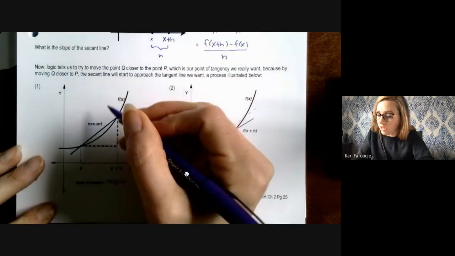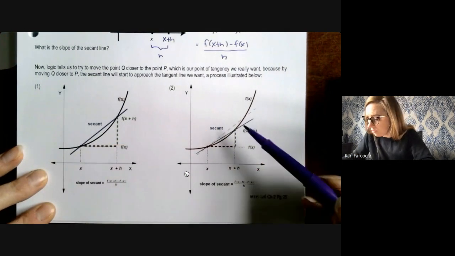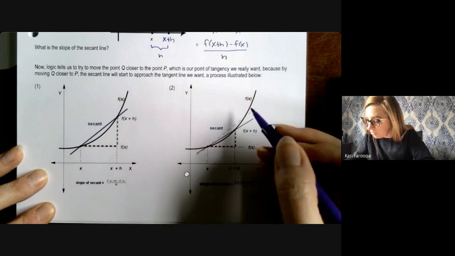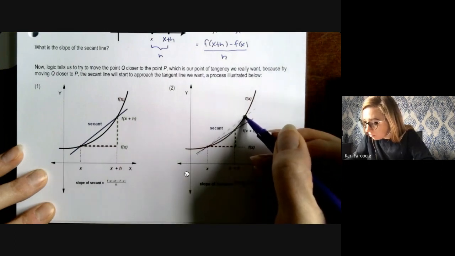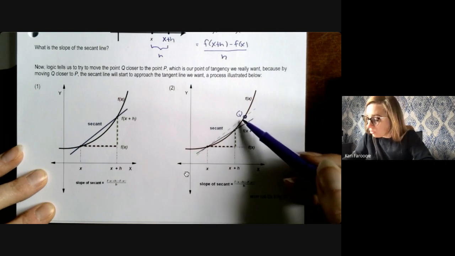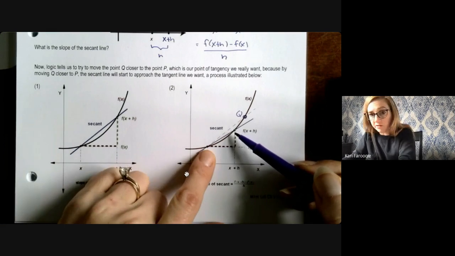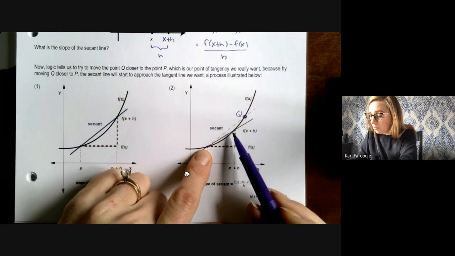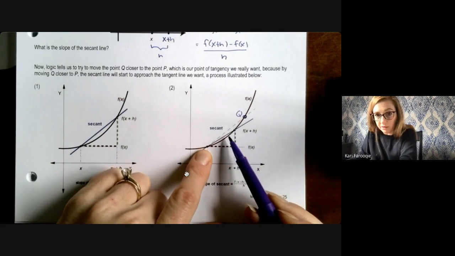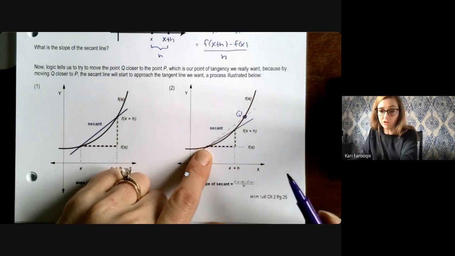And eventually, as this point keeps moving down, and you can see it in this illustration, it started out up here as Q. This was your original Q. Go ahead and label that if it helps. When we move Q down, we'll just have a different point, but the secant line starts to head down. And as these 2 points, P and the next point, get closer and closer and closer together, what you end up creating is a tangent line.